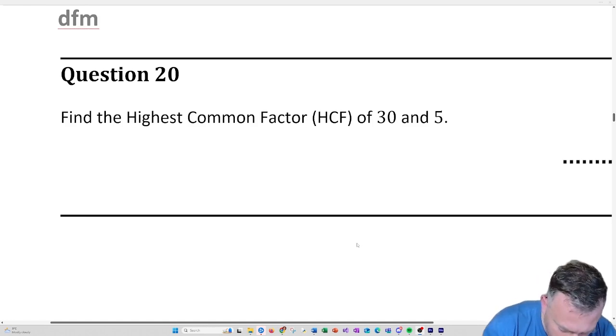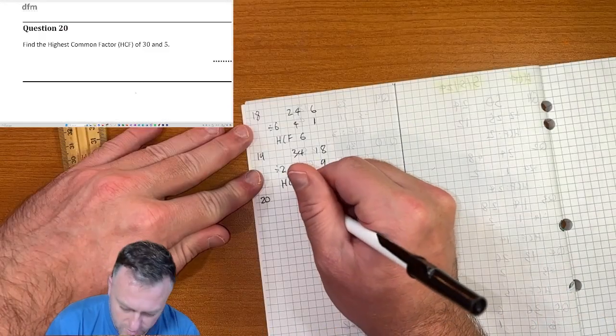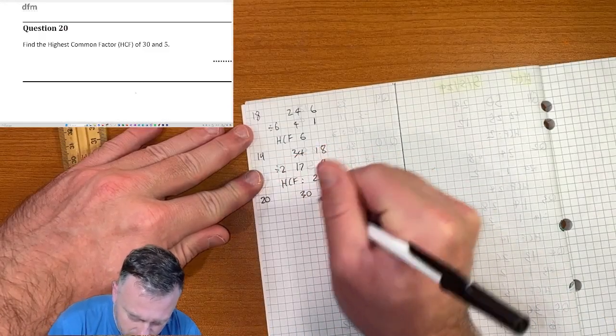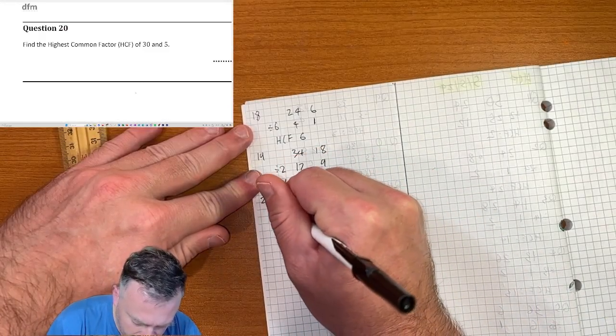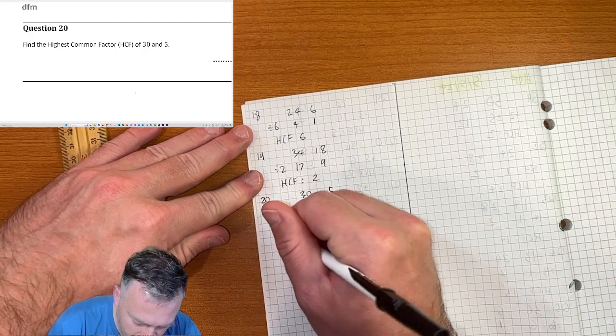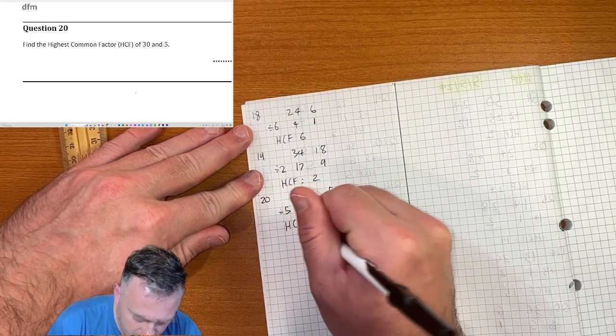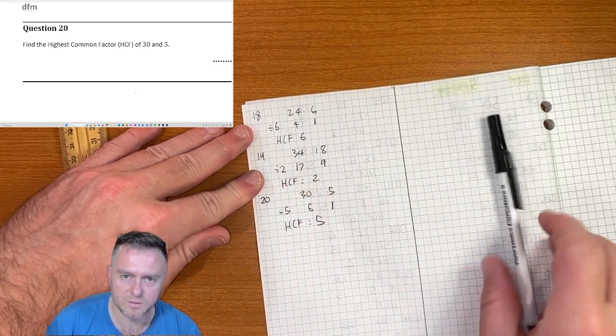And number 20. What have we got? We got 30 and then 5. So we can divide both by 5. And we're left with 6 and 1. Highest common factor in this case is just 5.